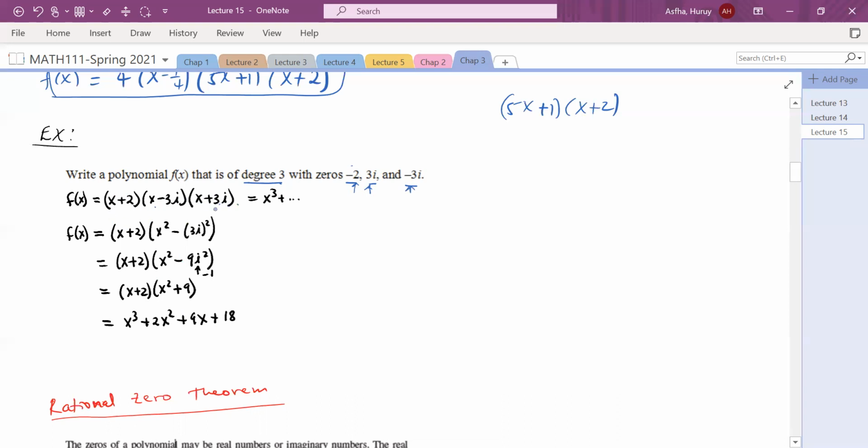Now, if we multiply this, we start with the complex part. So here we have x squared minus 3i squared, because this is a complex conjugate product. Therefore, a minus b times a plus b is a squared minus b squared. So we have x squared minus 3i squared, and this is plus 9. Therefore this will be x squared plus 9. And then if we again multiply this by x plus 2, we get x cubed plus 2x squared plus 9x plus 18. And that's the polynomial with this information.